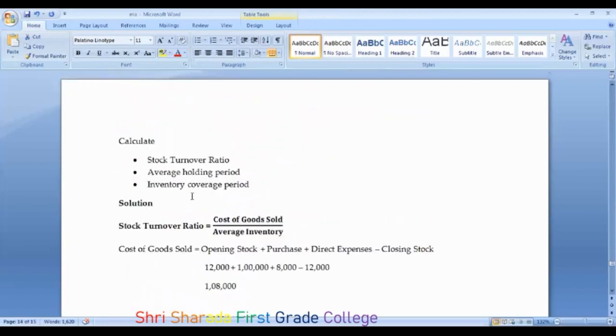What actually is this average holding period? It is for how many days the stock will be retained in the business. So that is to be found out only through the information of the stock turnover ratio.